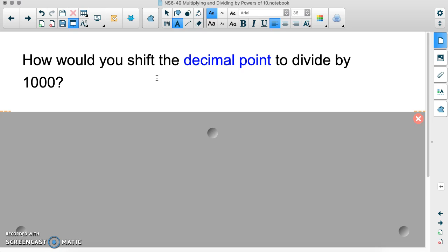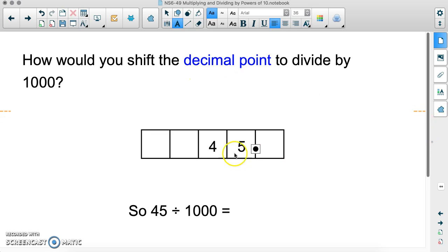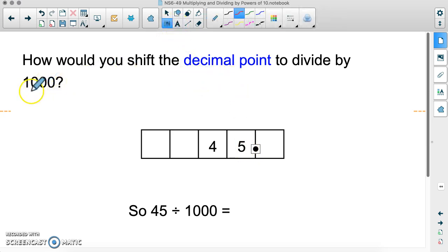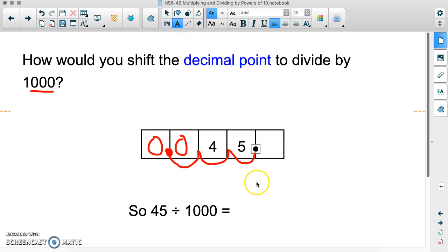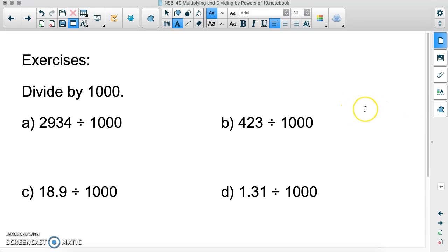So how would you shift the decimal point to divide by 1,000? So if I'm doing 45 divided by 1,000, I need to move that decimal point 3 places to the left because there's 3 zeros. So I'm going to take this decimal, I'm going to move it 1, 2, 3. The decimal needs to end here. But what do I do if there's no zeros? Well, you're going to put those zeros in as placeholders. Okay. So therefore, 45 divided by 1,000 is going to equal 0.045. Okay, I moved that decimal place from here where it originally started, and I moved it 3 places to the left. So let's complete these exercises on our whiteboards.